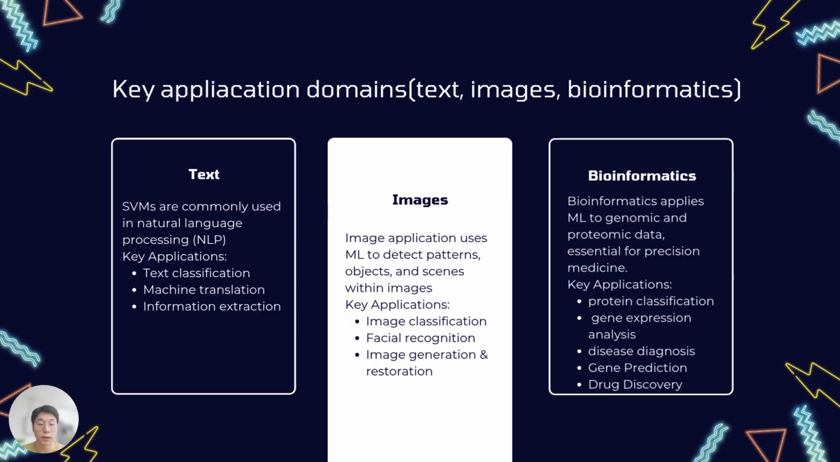The second is images. Image application, I think, is equal to computer vision. So image applications use ML to detect patterns, objects, and things within images. The key applications are, first, image classification; second, facial recognition; and third, image generation and restoration.